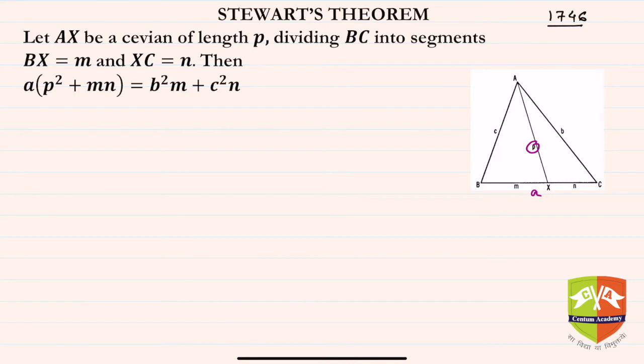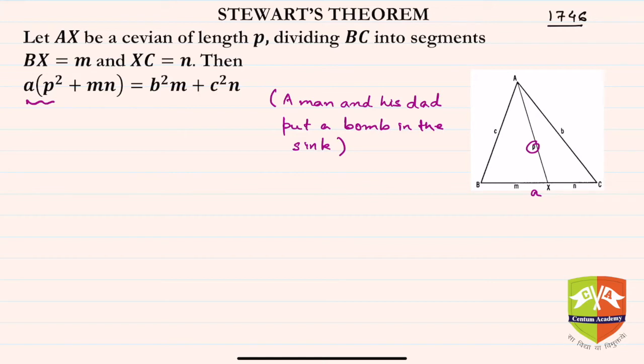Before we start, I'll tell you a small trick, or mnemonic, to remember this. The mnemonic goes like this: a man and his dad put a bomb in the sink. So how does it relate to this? Instead of P, in the usual diagram it is denoted as D. Then the same theorem becomes A(D square plus MN) is equal to B square M plus C square N. So, a man, and his dad, put a bomb in a sink. That is how you can remember this theorem. This is a good mnemonic.